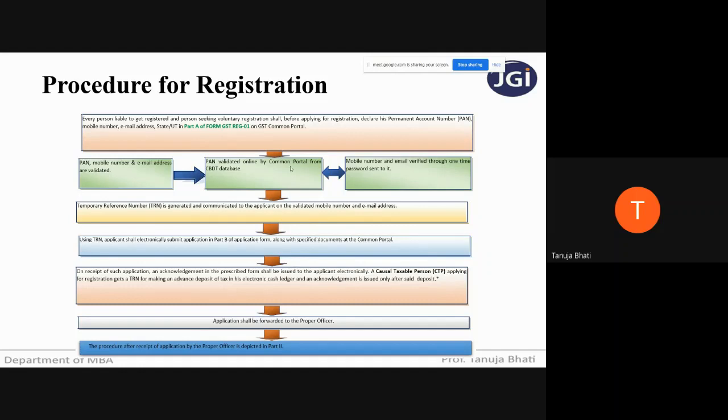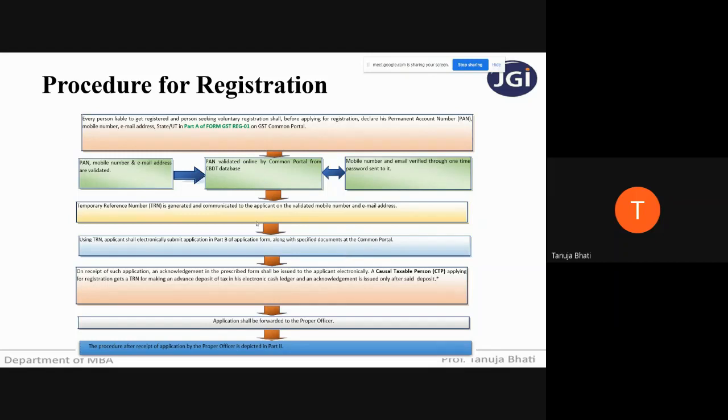Now, when I say specified documents, for example, suppose I'm starting my business in rented premises. So what will be my address proof? My identity proof. The place where I'm starting the business is on rent, so rent agreement, electricity bill. And what is the nature of business that I'm going to start? So all these basic documents have to be uploaded on the common portal, which will support the business that I'm making.